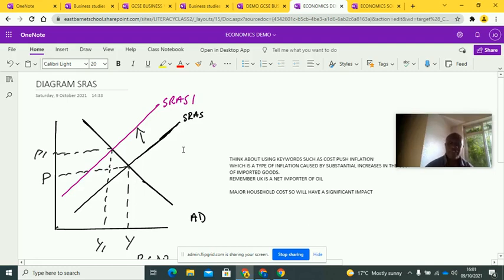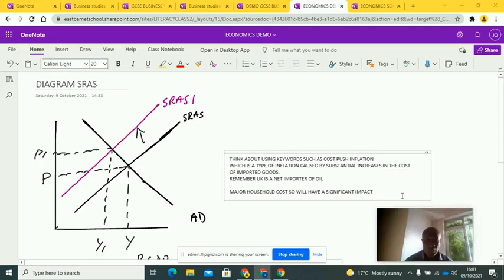What you need to be thinking about is what one macroeconomic impact can be with the price of oil going up. Remember, you use oil for a lot of things. In your answer, there are a couple of things you need. Think about using keywords such as cost push inflation.